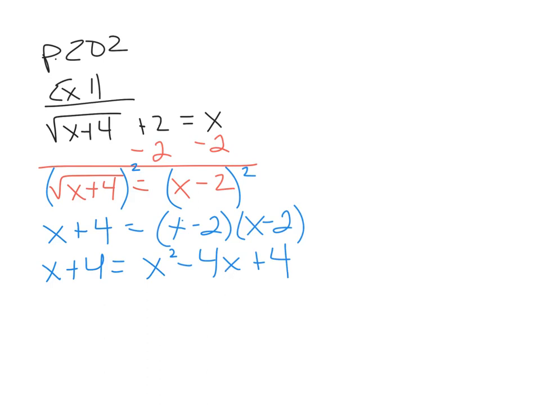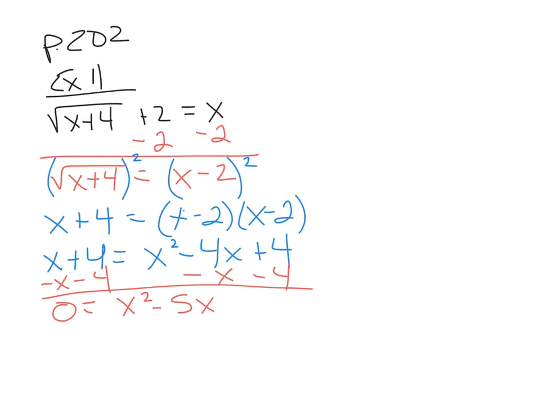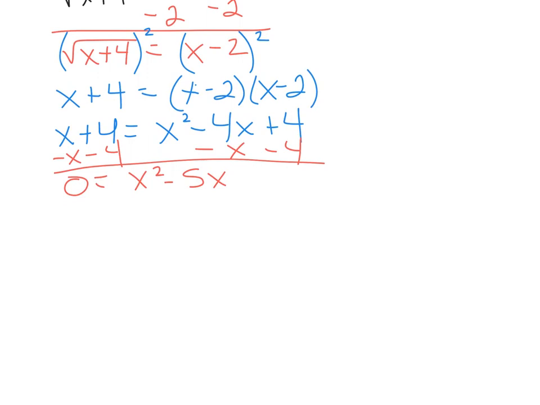So what are we going to get? We're just going to subtract x, and we're going to subtract 4. And that's going to give us the 0 over here that we want. Then we have x squared minus 5x. Now to solve this, we're going to need to factor. So we'll have x, there's just a GCF here, times x minus 5. So those are the factors here.